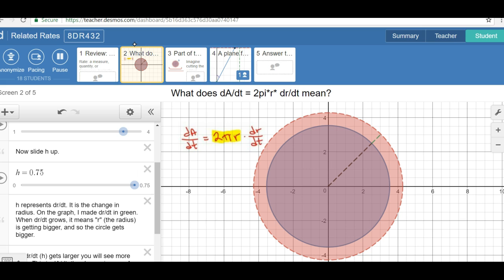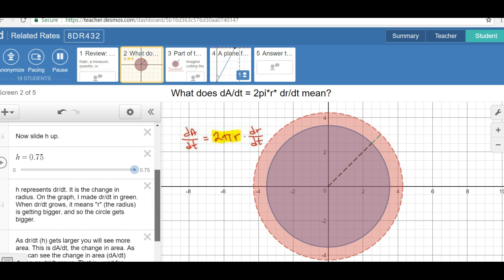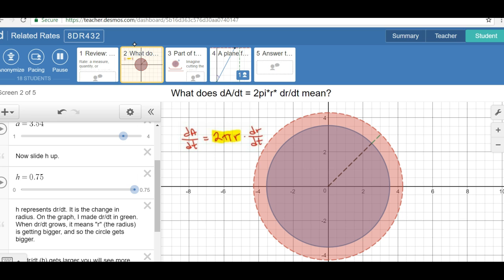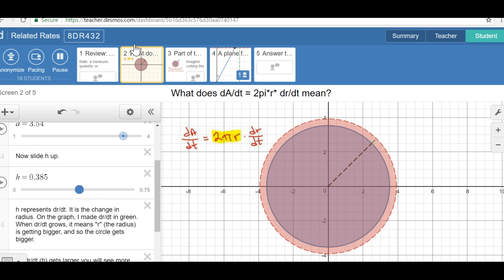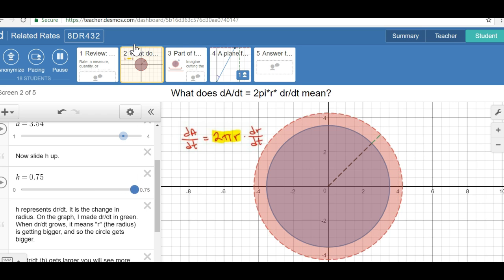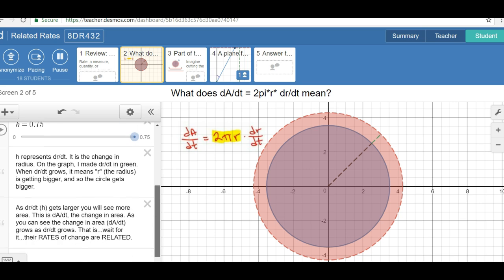And like I mentioned in here, these are actually what we call differentials, which means teeny tiny small changes. They're not technically rates because we can actually see them, but they're representative of what the dA dt and dr dt would be. So it's the change. As this gets smaller, the change in area is smaller. As the change in radius is bigger, the change in area gets bigger, as we would expect it to be.